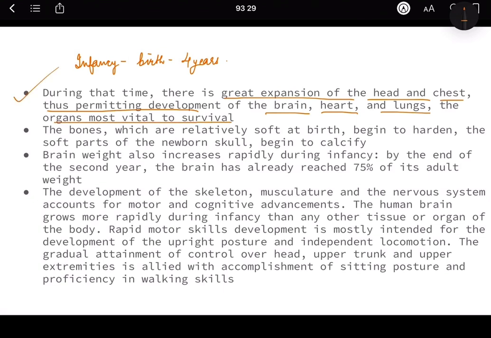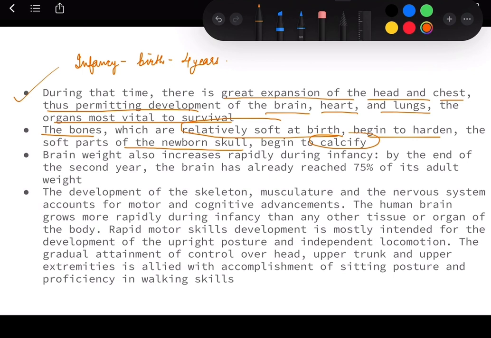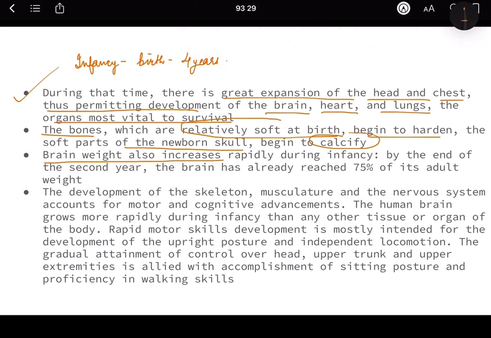Now basically क्या है? I have told you, we have understood. Now we are just reading the slides also, because I might have missed certain points here and there, but the concept you have understood, right? So now the bones, which were relatively softer at birth, now become hard. Then the soft part of the skull also starts to calcify. So अभी क्या हो रहा है? Baby starts to become stronger. Brain weight also increases.